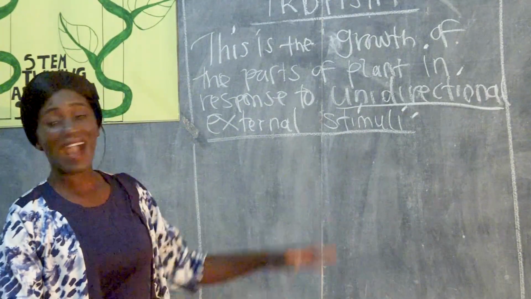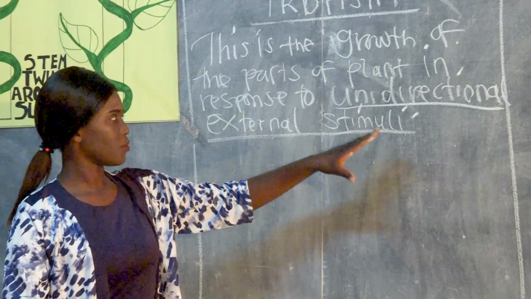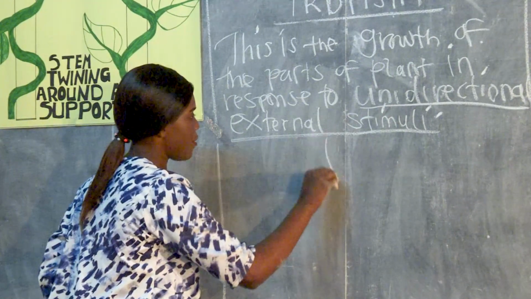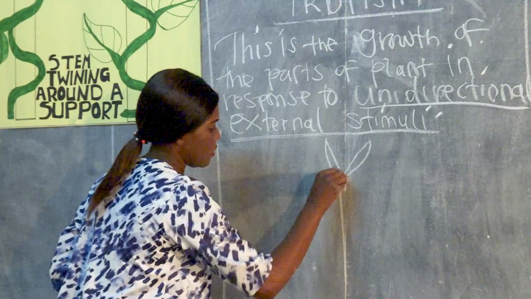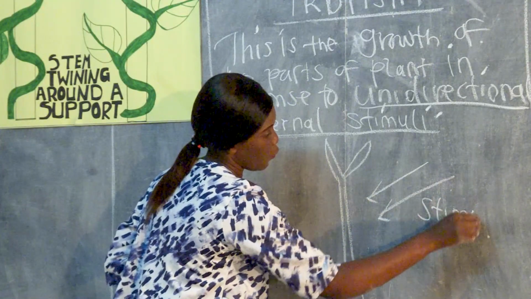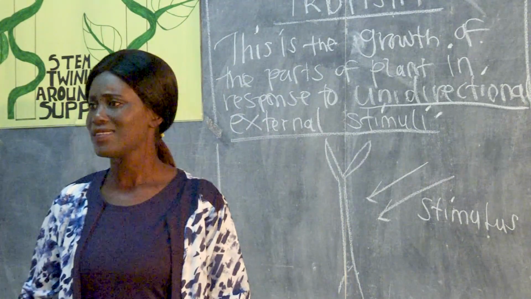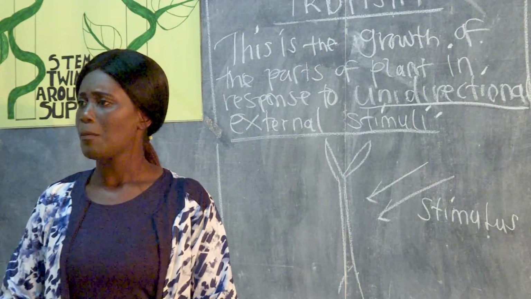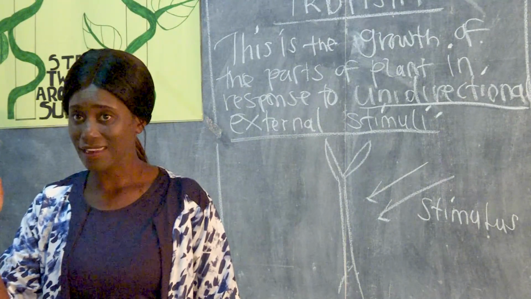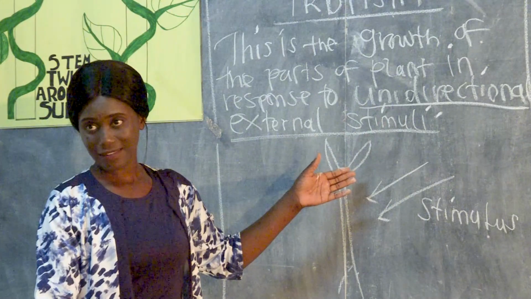I'm sure some of you are having difficulties understanding what it is all about. Unidirectional. Okay, so the uni here simply means what? One. Alright, so unidirectional stimuli simply means that the stimulus comes in one direction. Are you following me? Okay, so parts of a plant respond to stimuli by growing towards that stimulus which comes from one direction, also known as unidirection.